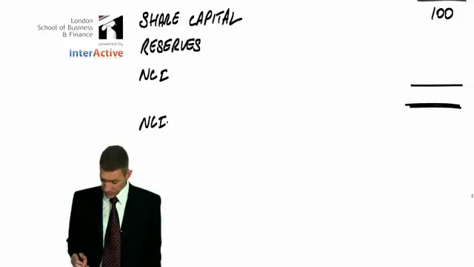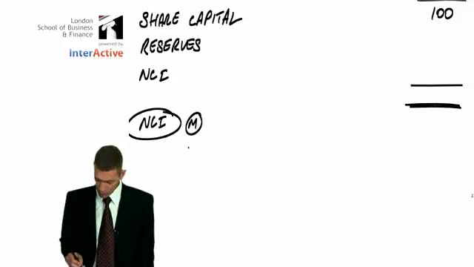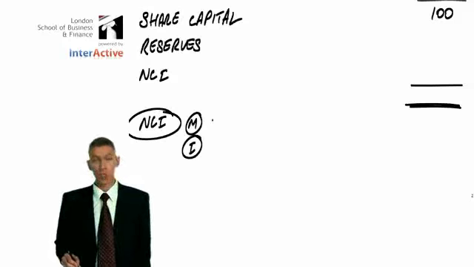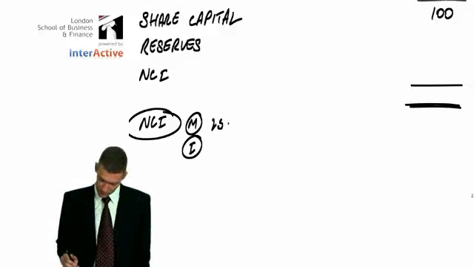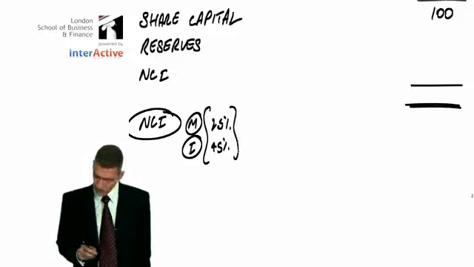Well, the first thing about NCI is there are two NCI. There's one in the mid-sub called M and one in the lower sub called I. The ownership percentages are 75% and 55%, and therefore the NCIs are 25% and 45%. I'm just writing those down, I guess.